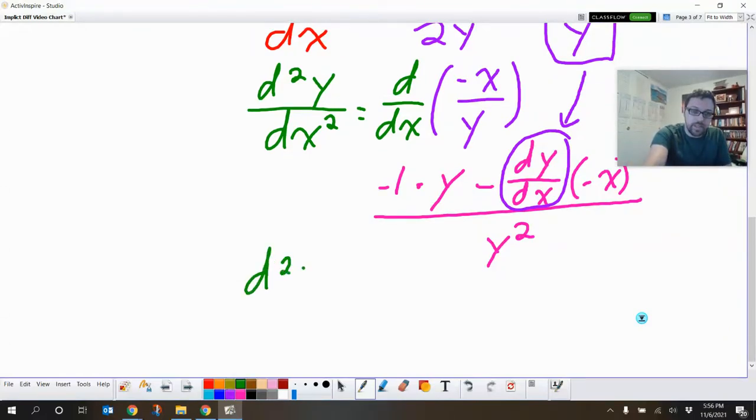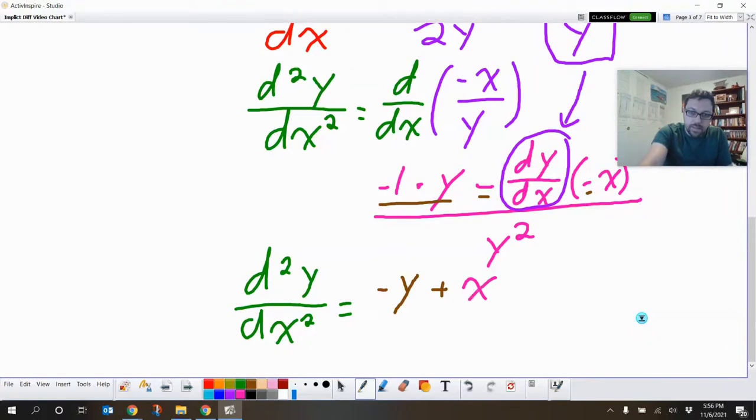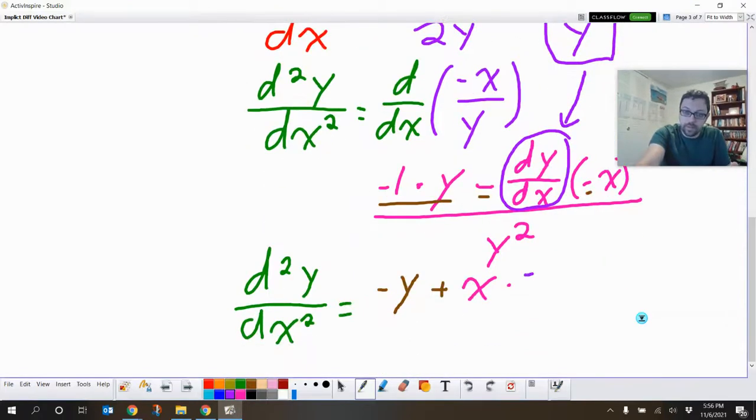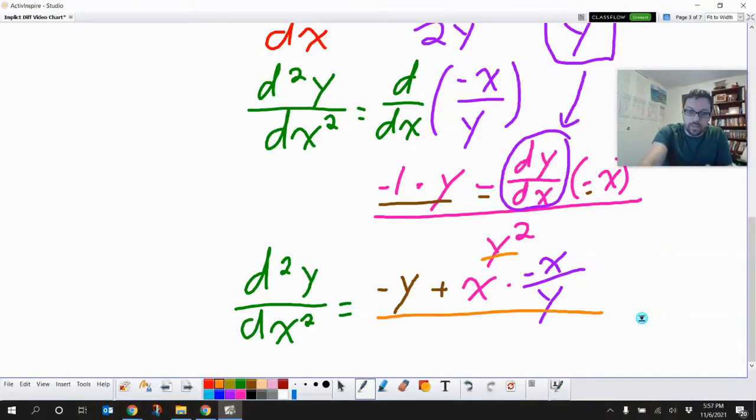So we get d squared y over dx squared. Let's clean this up. This is just going to be a negative y minus, well, I'm going to make it a plus because we've got this minus minus. And then we've got still the x, and that's going to be multiplied by that first derivative thing that we found, that negative x over y. Negative x over y. And then this whole thing is over this y squared.